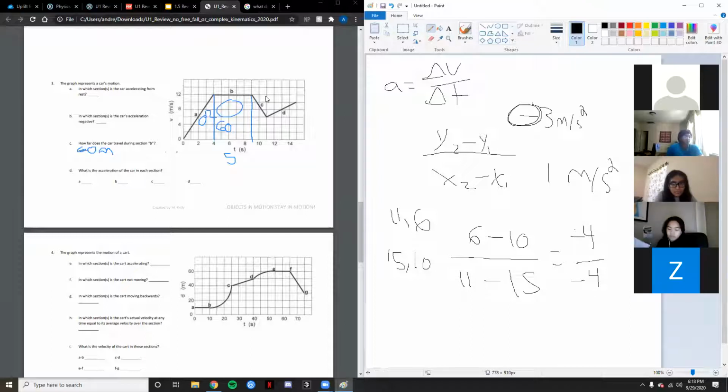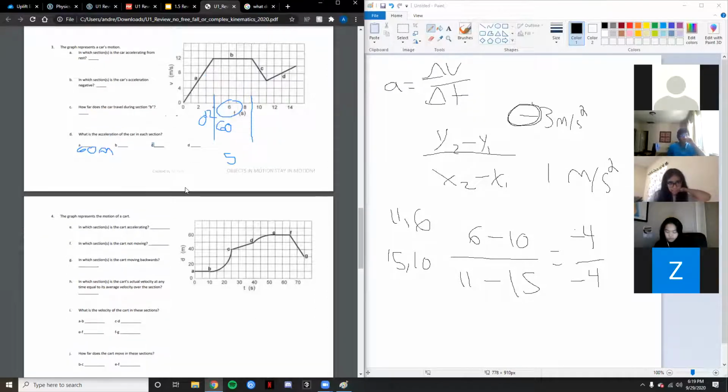All that good stuff. So A, we'll go over this one more time. A is 3 meters per second squared. B is 0 m/s to the power of 2. C is negative 3 m/s to the power of 2. And D is 1 m/s to the power of 2.